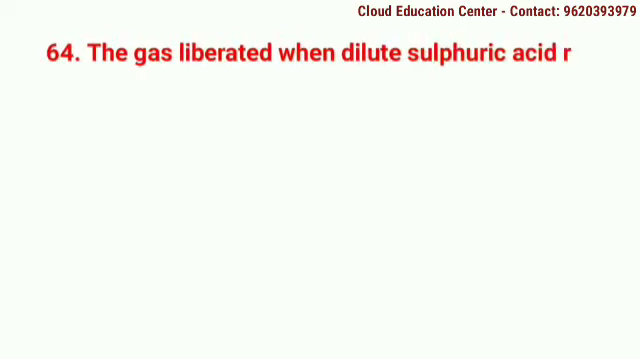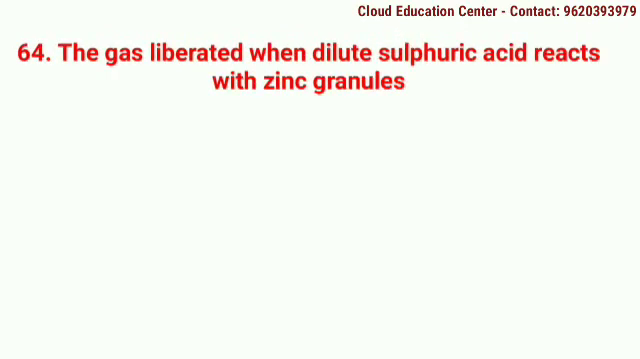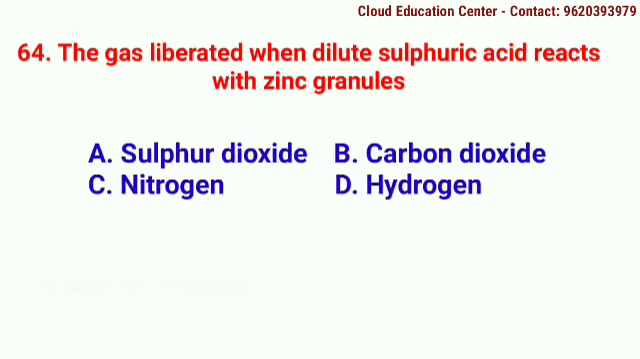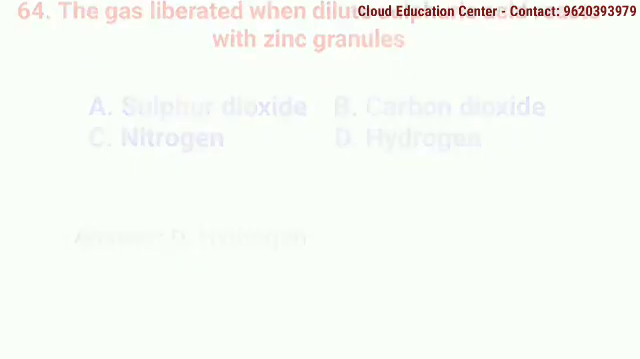The next question is, the gas liberated when dilute sulfuric acid reacts with zinc granules. There are four options. In that, option D hydrogen is the correct one.